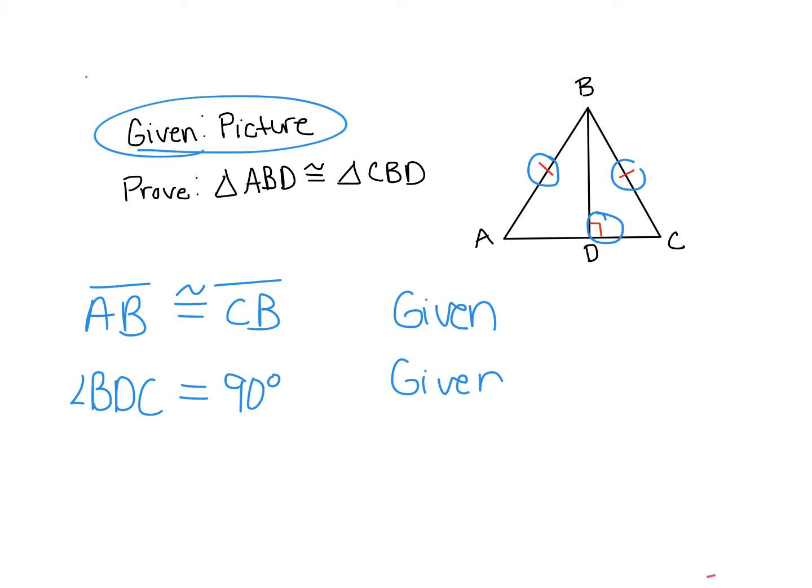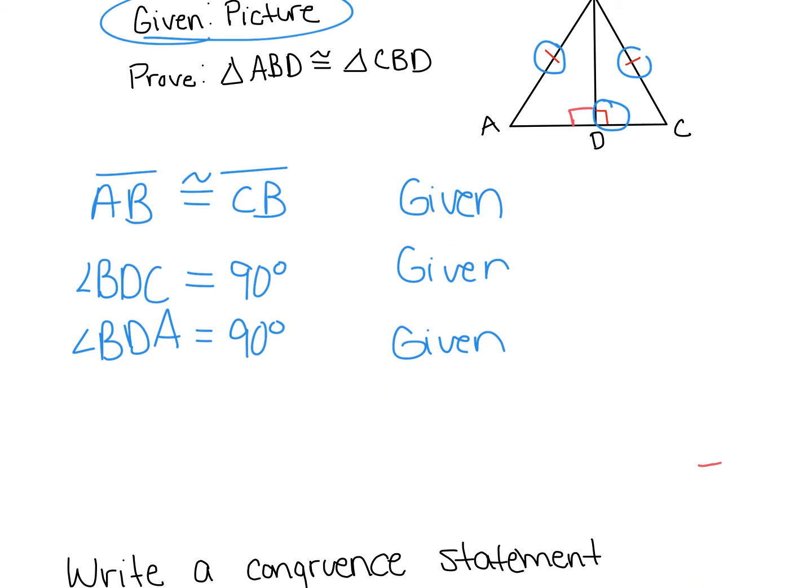Okay. I know that's true on this side as well, because that forms a line. So I can also write that angle BDA, sorry, that was a bad D, BDA is also 90 degrees. And then I would say that is also given because it shows it in the picture.